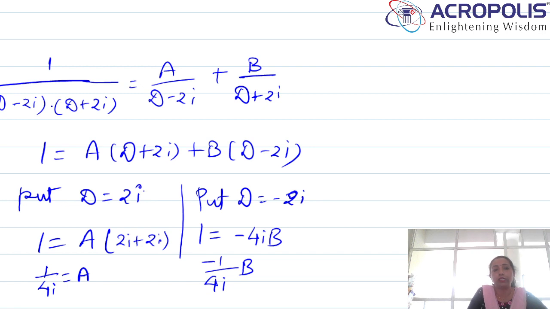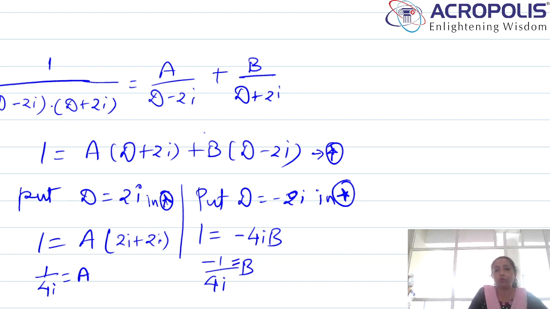Now put D is equal to 2i in equation number star. In equation number star, we will get 1 is equal to A dot 2i plus 2i, because 2i minus 2i will become 0 here. So the value of A is equal to 1 upon 4i. Similarly, if we put D is equal to minus 2i in equation number star, we will get 1 is equal to minus 4iB, because here minus 2i plus 2i will become 0. So the value of B is equal to minus 1 upon 4i.